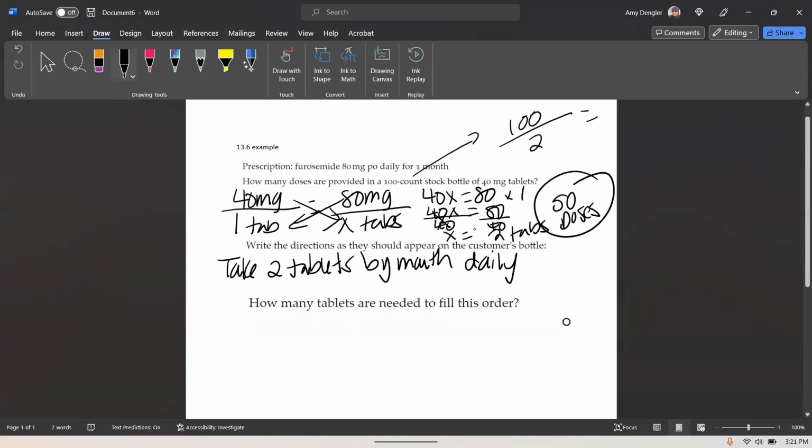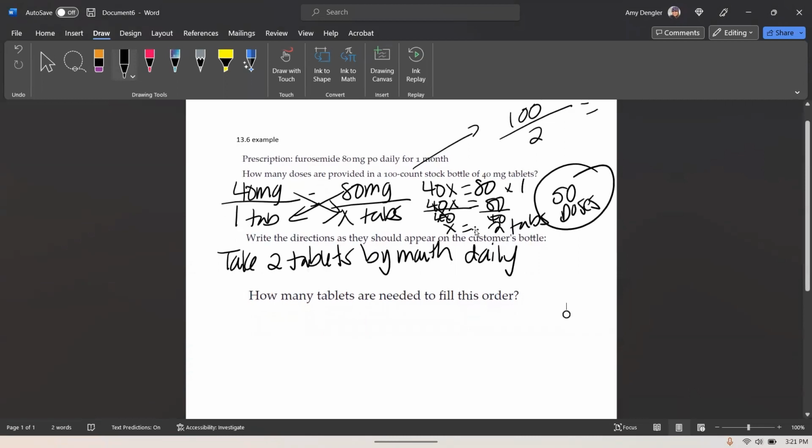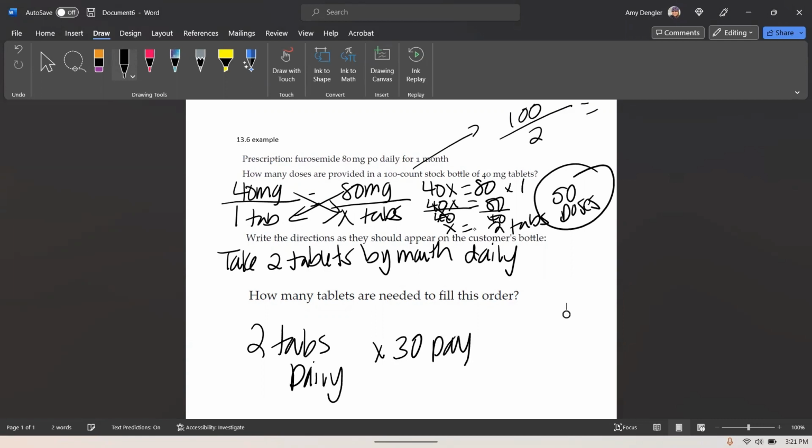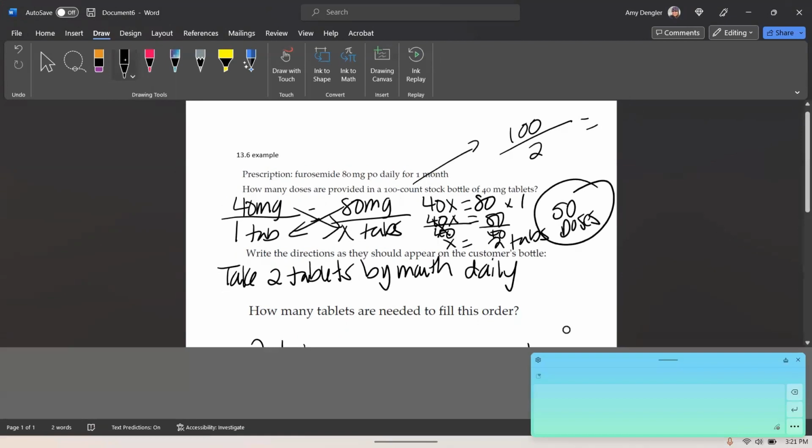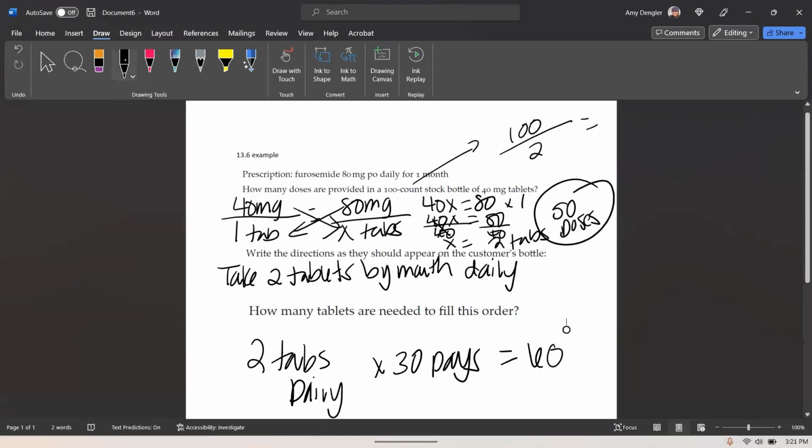How many tablets are needed to fill this order? So they're doing it for 1 month. So if they take 2 tabs daily times 30 days, 2 times 30 is 60. 60 tabs.